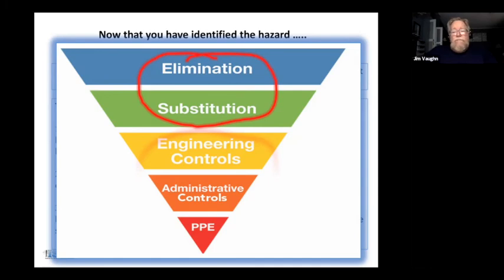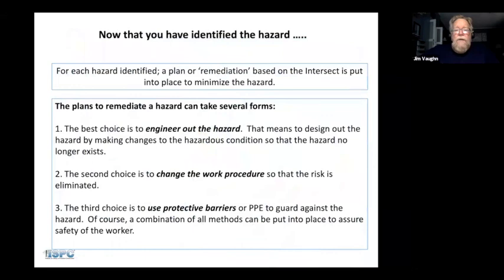Engineering controls, the same thing, the way we do it. So sometimes it's awareness, 2 people together, the quality of the rigging that we use. We're not going to eliminate the hazards, but we can manage the hazards. And that's what we do when we use the Intersect.